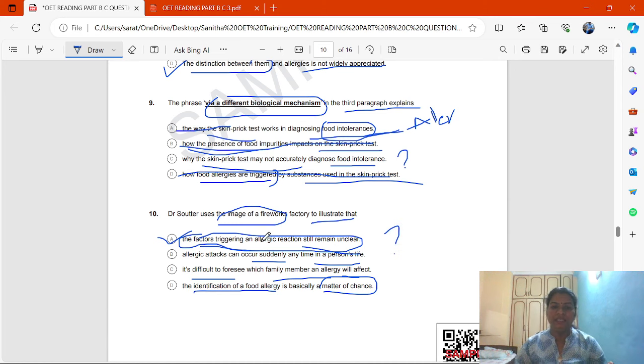Then we'll come to the B option. Allergic attacks can occur suddenly any time in a person's life. Okay, we have to match this option.